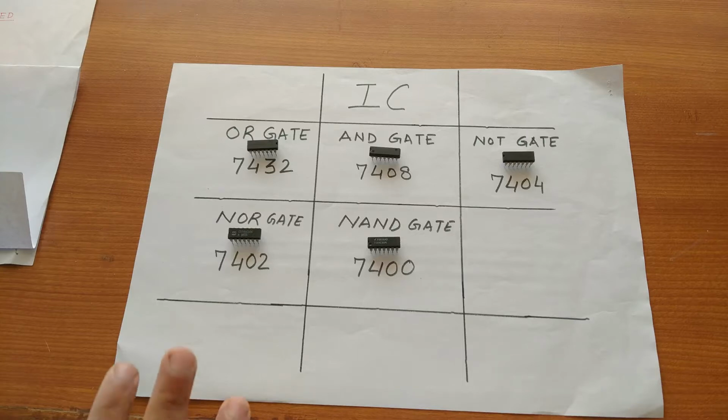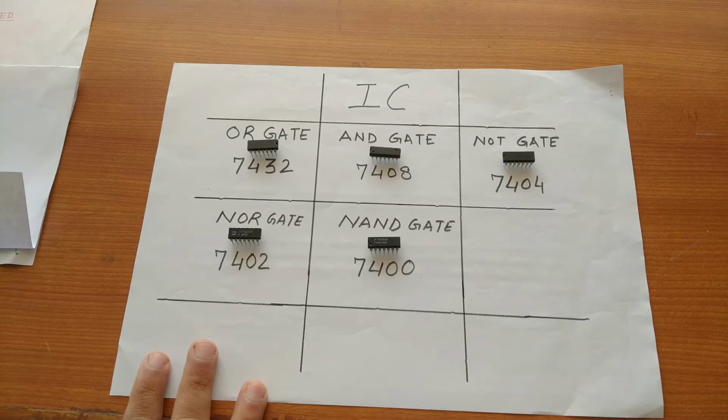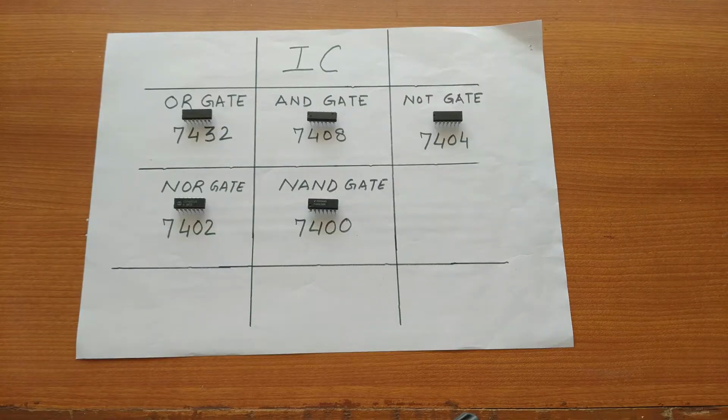Today we are going to discuss the IC, which stands for integrated circuit, and perform an experiment on the IC to verify the logic gates. As you can see on the screen, we have mentioned here the 5 ICs: OR gate IC, AND gate IC, NOT gate IC, NOR gate IC, and NAND gate IC.